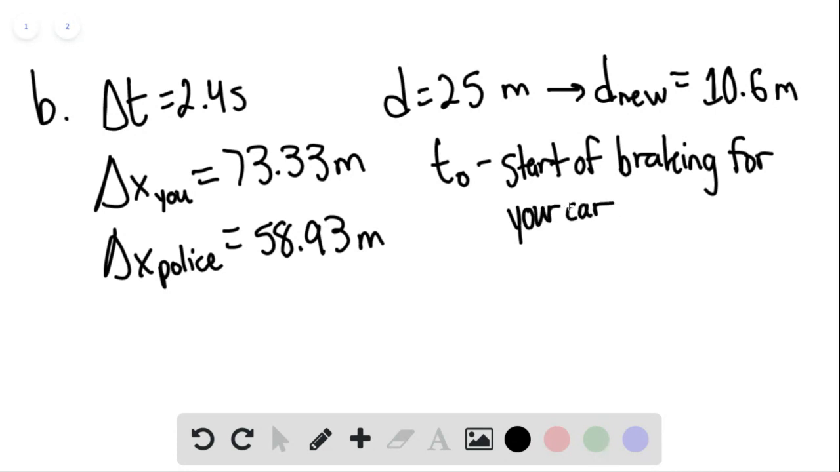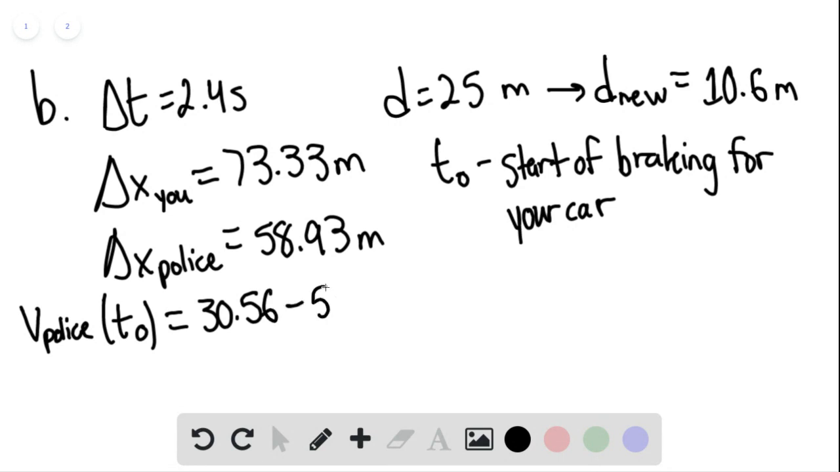We can say that the speed of the police car at t initial is going to be equal to 30.56. We can simply say the velocity of the police car at t initial would be equal to 30.56 minus 5 times 2.4. This is equaling 18.56 meters per second.